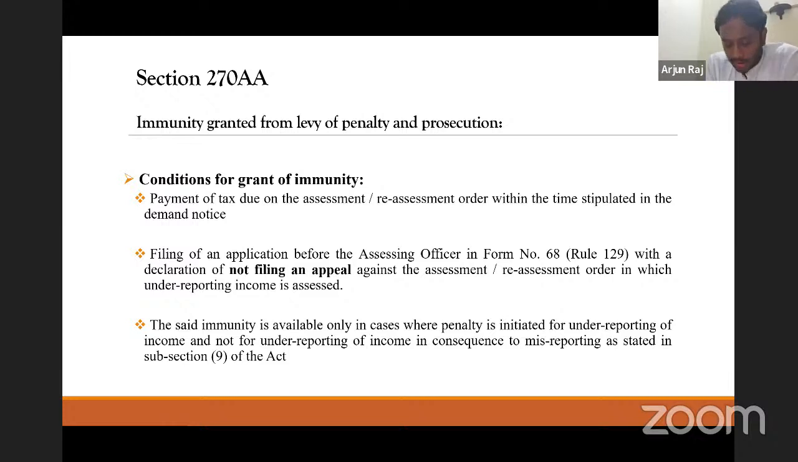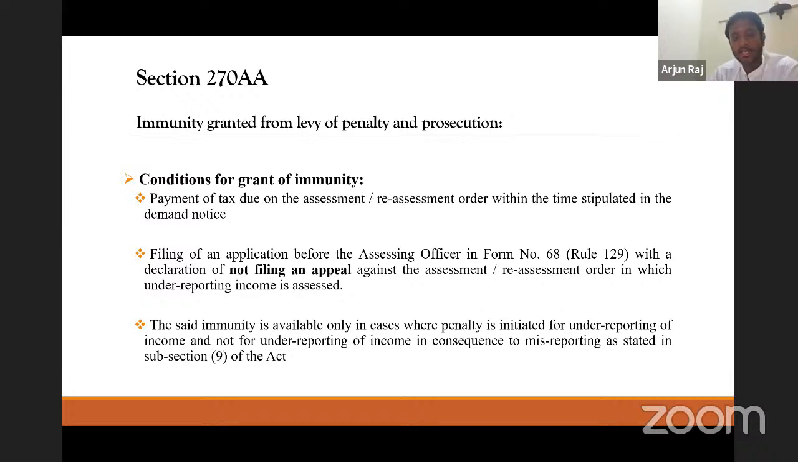Next is another new concept which was introduced under this new regime, the concept of giving immunity to an assessee from penalty and prosecution, with more of a settlement from him, with a guarantee that he would not file an appeal and create litigation against the assessment order. So here there are a few conditions to be satisfied by the assessee in order to be entitled to the immunity.